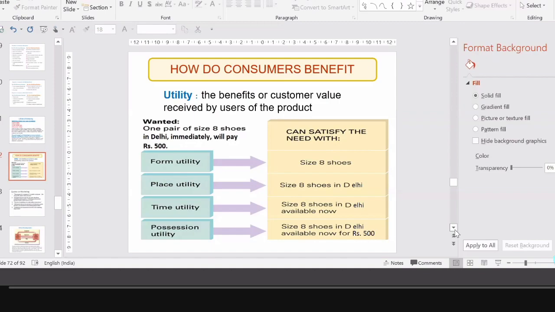Say, for example, somebody is looking for a pair of shoes in Delhi and is ready to pay about 500 rupees for that. So the form utility is not only the size, the aesthetics, the materials that are being used, and so on and so forth. And for place utility, it should be available in Delhi, and time utility, it should be available now, not that I keep waiting for it. And possession utility is that it is available for the amount that I could afford, right? So that's the sort of marketing that we are trying to talk about.